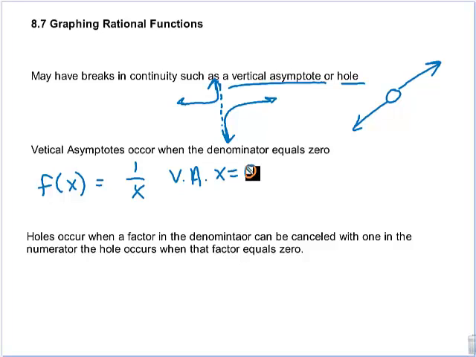Okay. What if I change this up a little bit, and instead I said f of x is equal to 1 over, I don't know, x plus 2. Now what would make the denominator 0? If x were negative 2. So here we'd have a vertical asymptote at x equals negative 2. Okay, so that's how vertical asymptotes occur. Is that okay?